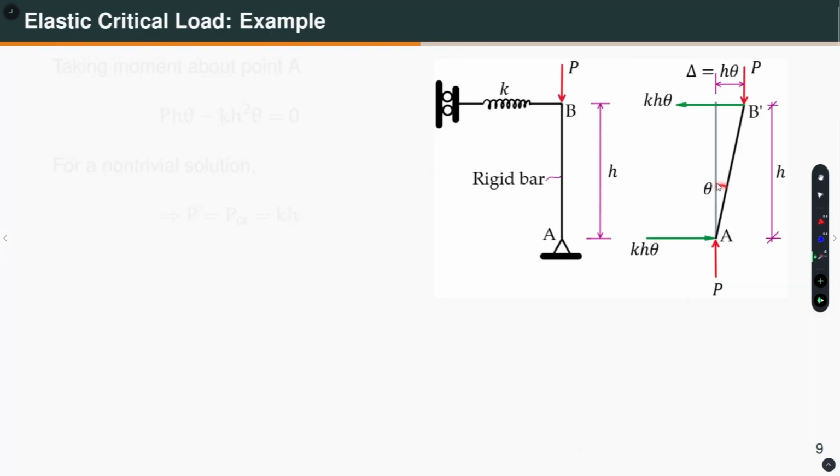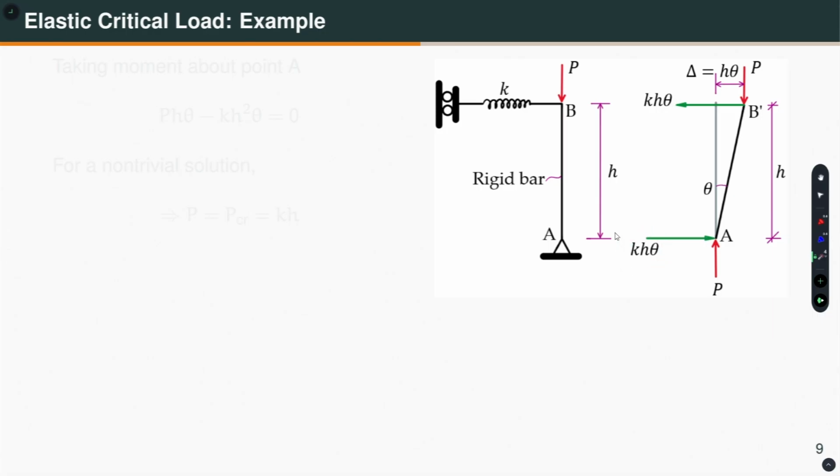Now, if I consider the displacement to be small, and that is what we said, for elastic critical load analysis, displacement is vanishingly small for compatibility, meaning that if this theta is small, then this can be written as simply h, the height, times theta. So, this delta is equal to h times theta. That means this force K into delta becomes K into h into theta. Then there will be equal and opposite reaction at the base.